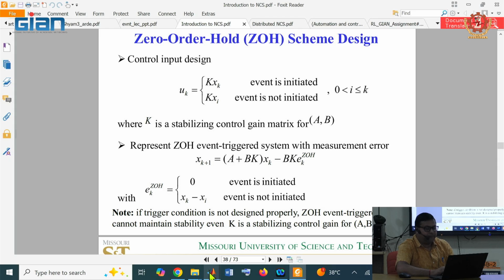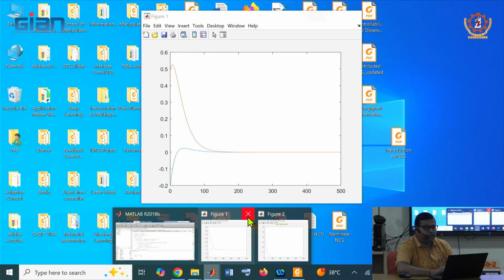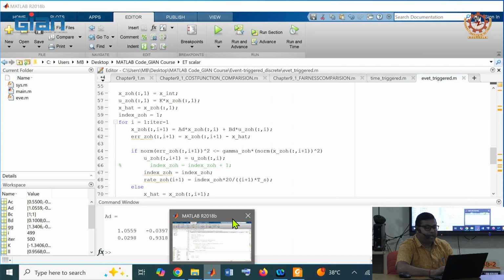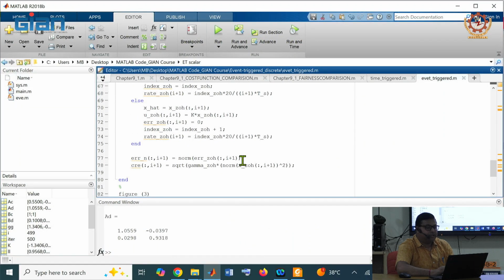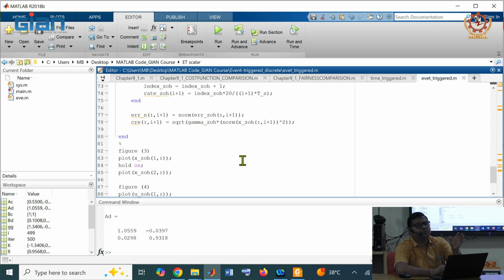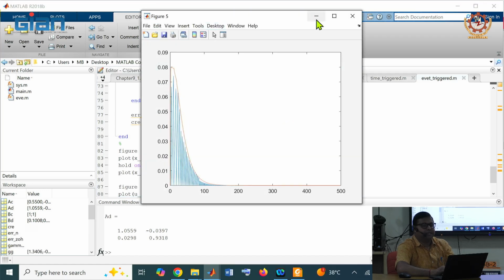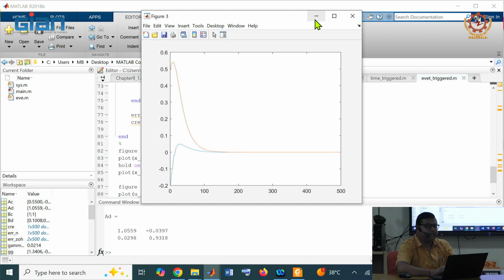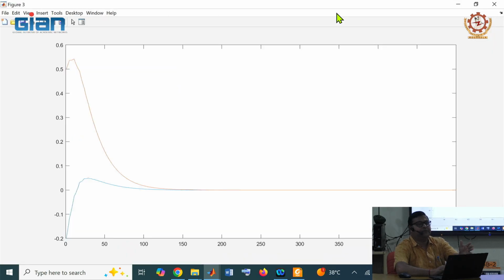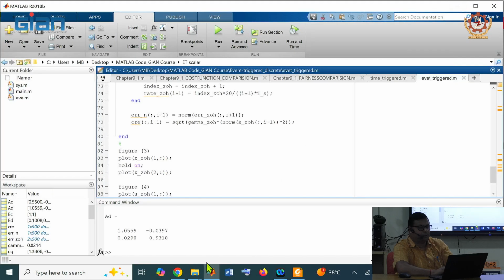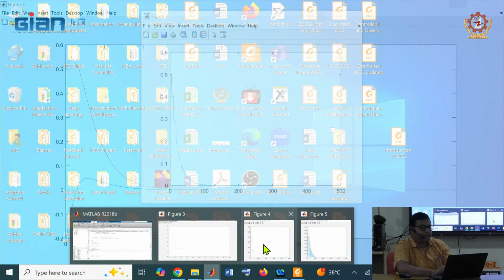If you run that program, the rest of the things are only for storing and computation: error, control, state. Now you see new features. First, are you finding much difference between this stabilization performance and what you saw before with time triggered? No. You see almost similar performance. And this is the control effort.